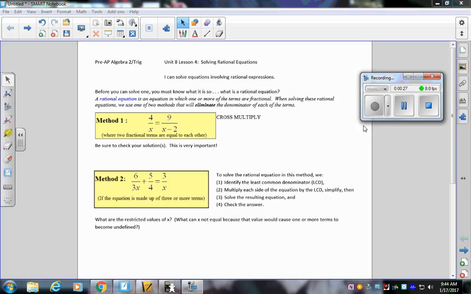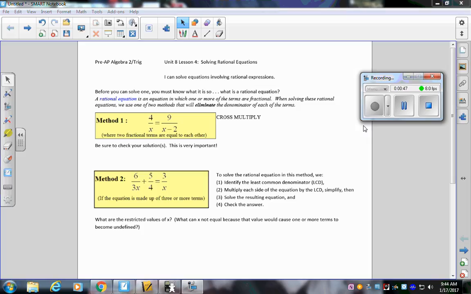Okay, so there's kind of two different methods, and it really just depends on the type of rational equation you're given. So method number one is when you have a fraction equal to a fraction, most likely called a proportion. If you think back to your middle school days, to solve a proportion, we cross multiply. So when we have that, we can simply cross multiply again.